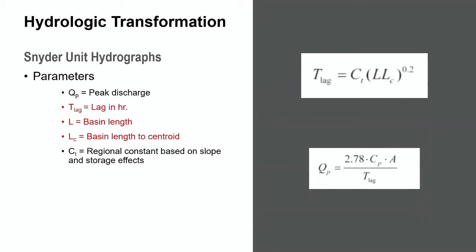So the L and the L sub C are meant to represent shape factors. The shape of the watershed is very important when you look at its response to runoff. This shape factor is an approximation or an averaging of the basin shape. So those are physical parameters that you have to estimate or look at.